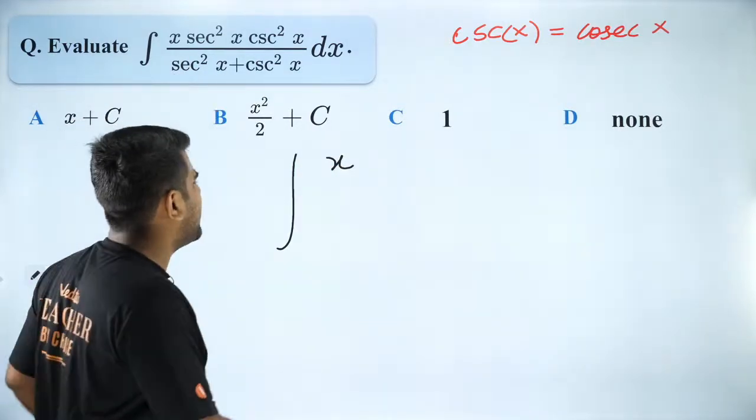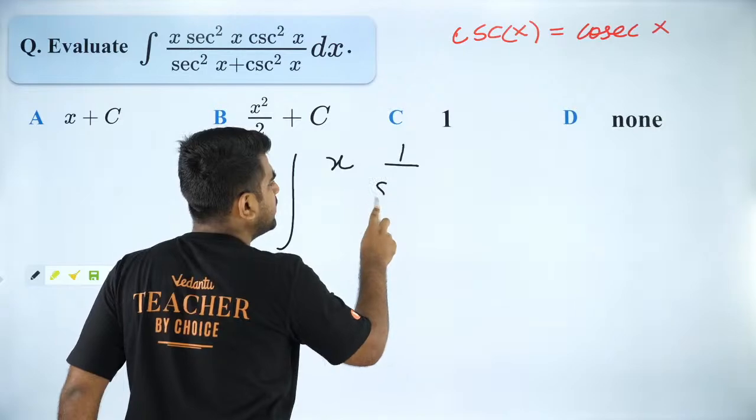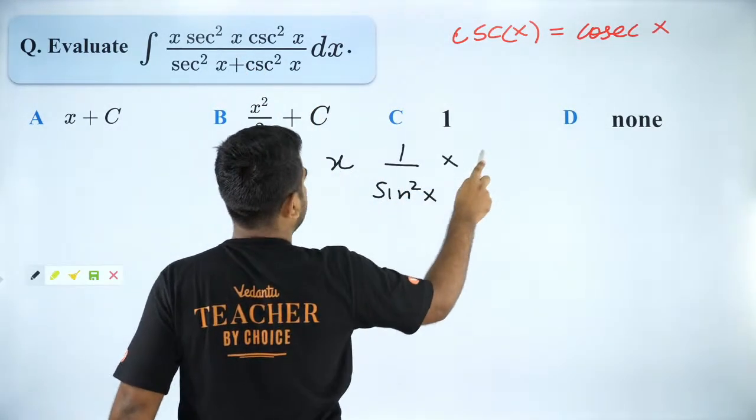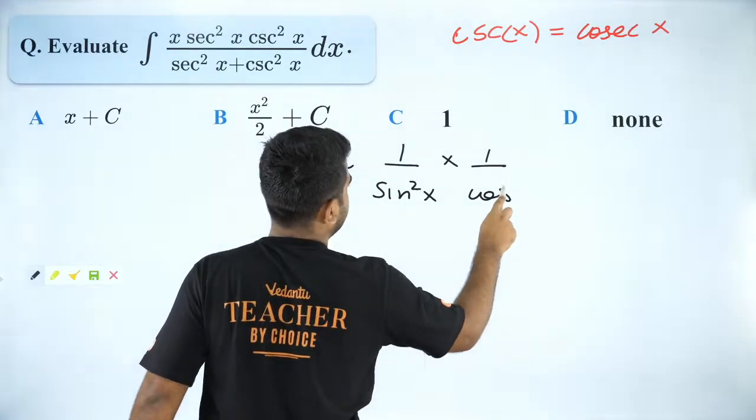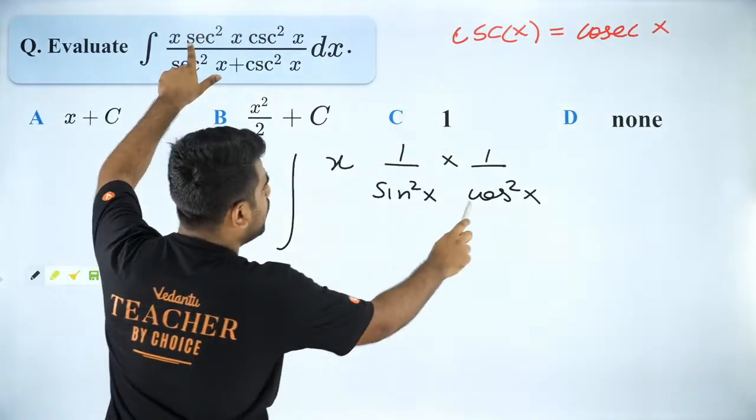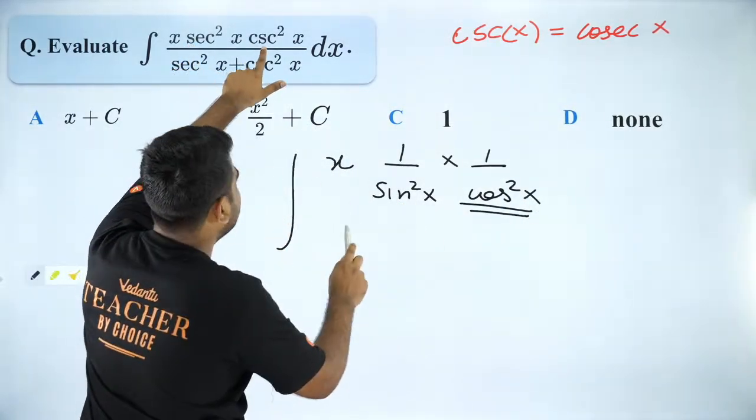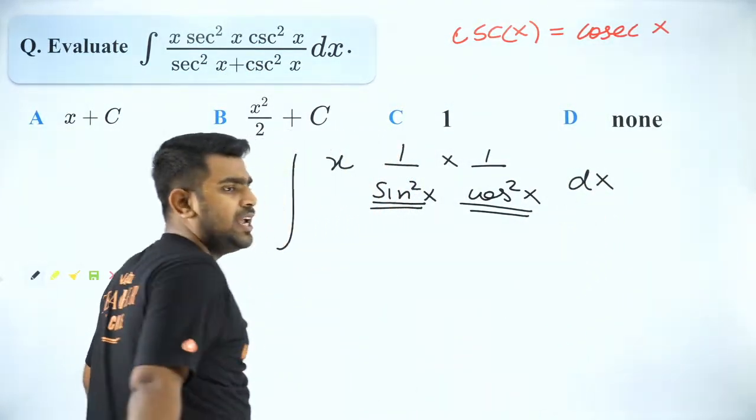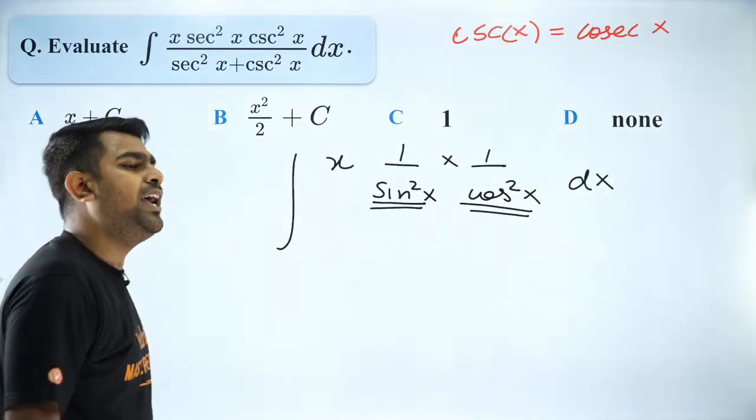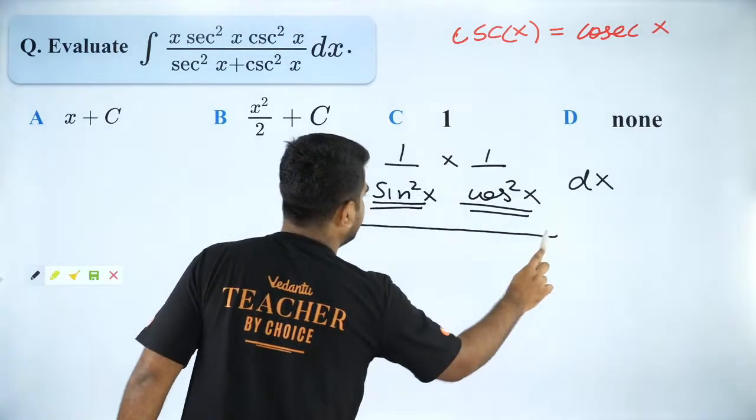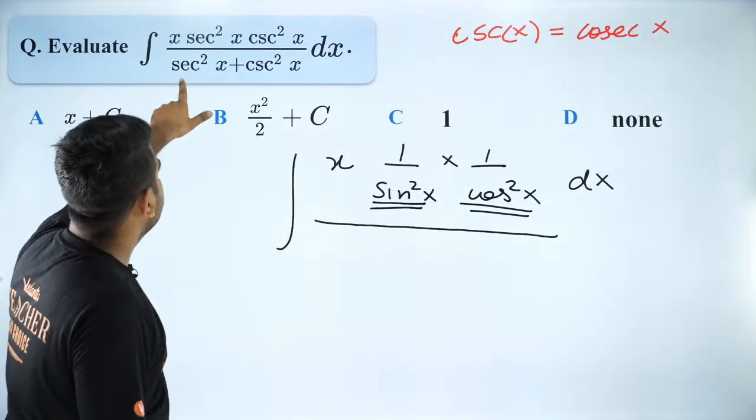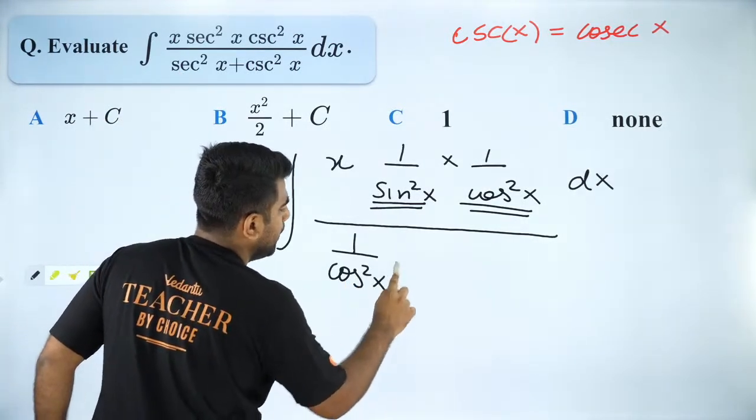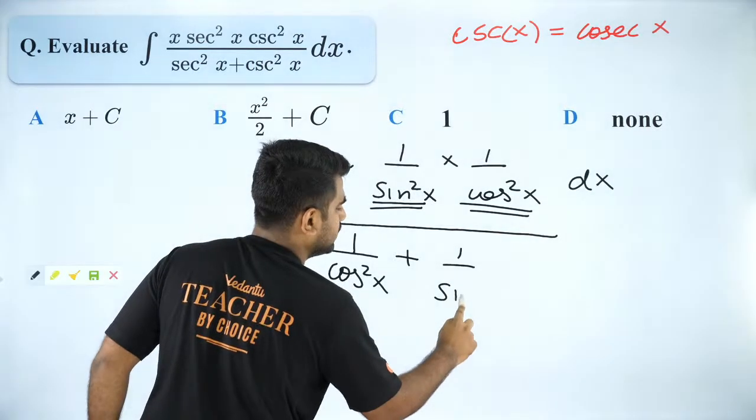So secant square x, can I write it as 1 by cos square x? Yeah? So secant square x is 1 by cos square x. Cosecant square x is 1 by sine square x. Are you all fine with that? Everybody cool with it? Exactly, Jashwant, you got it, you nailed it. So this one also I will write it as 1 by cos square x plus 1 by sin square x.